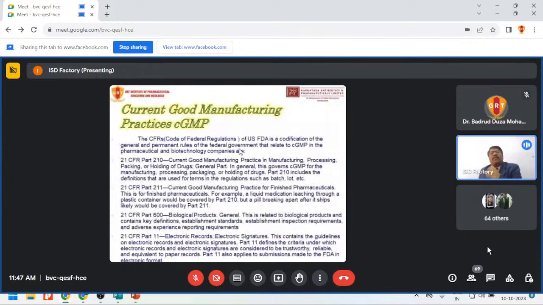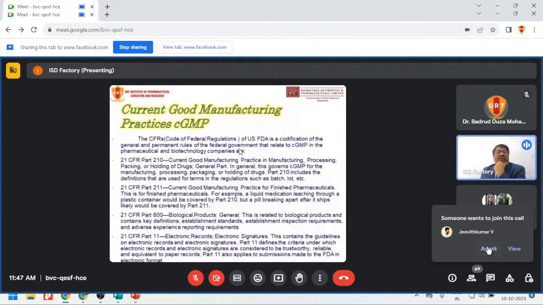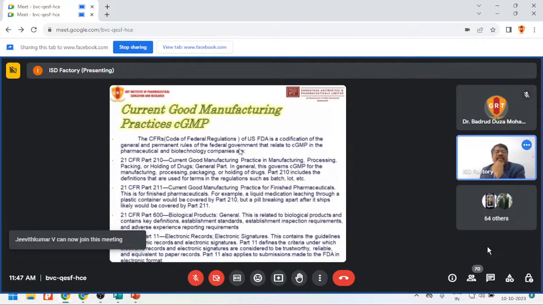But now, in parallel, some companies are getting approval from different countries. The highest number of USFDA approved companies is also in India. So this 21 CFR part 210 is there. The current good manufacturing practices cover the manufacturing, processing, packing, or holding of drugs. In general, this governs CGMP for manufacturing, processing, and packaging. All these things are related to CFR part 210.